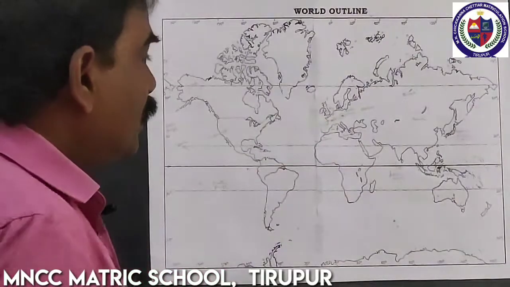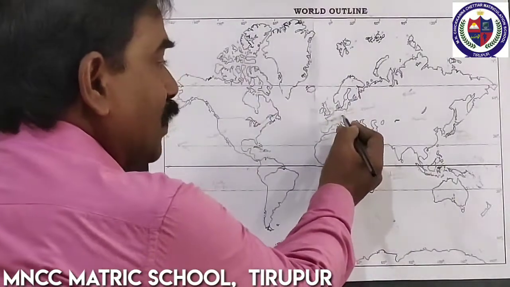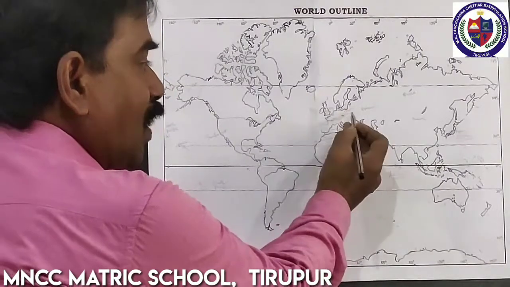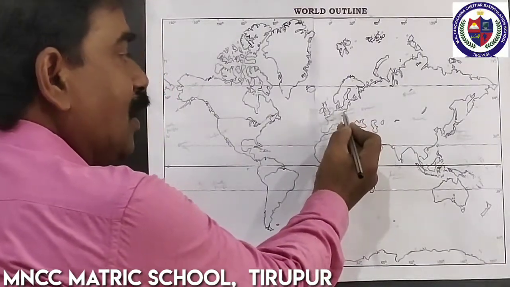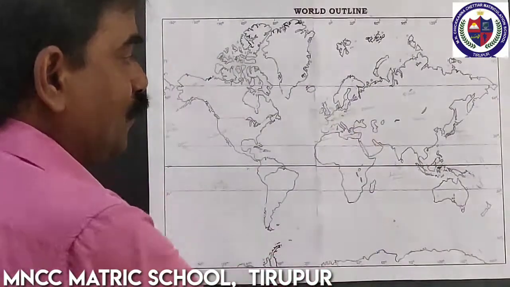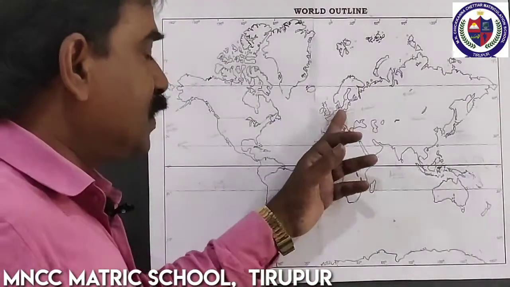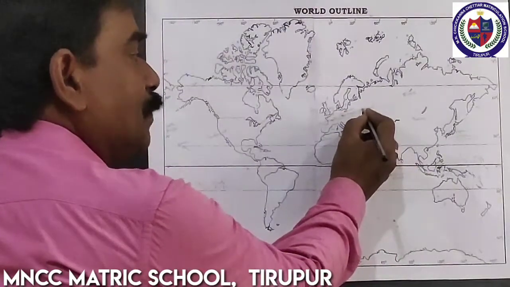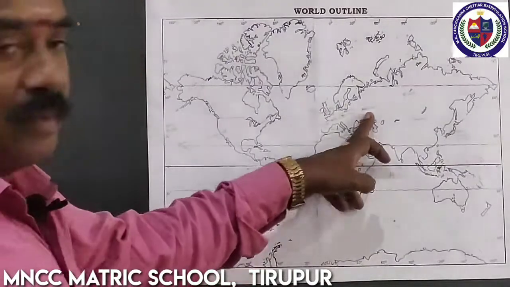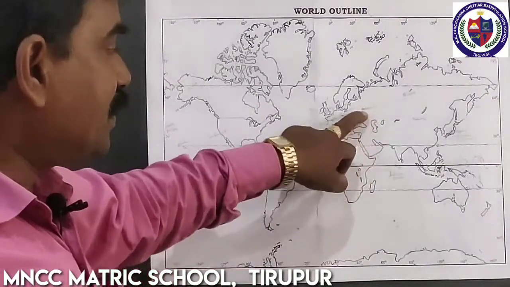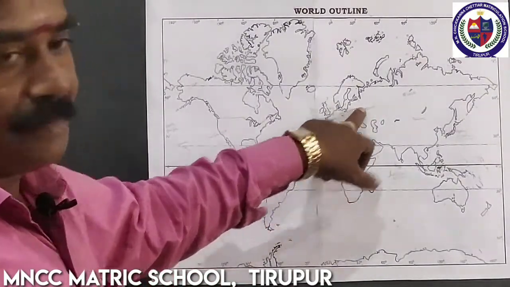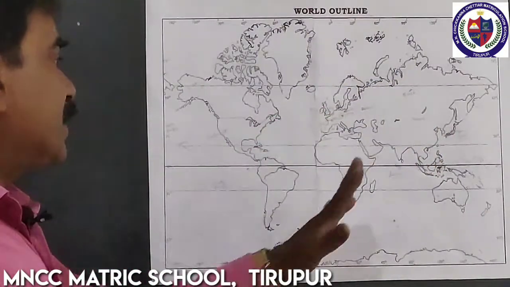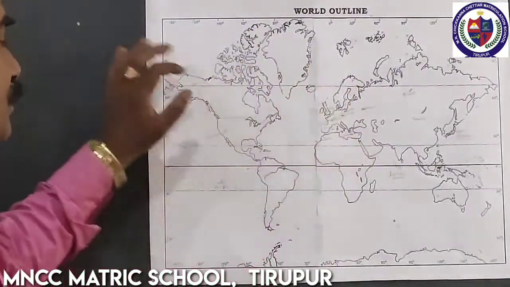Then if you come across Germany, little above is Austria-Hungary. If you mark here, Austria-Hungary. Then on the left of Austria-Hungary, if you mark here, this is Moscow. Moscow. If you mark here, Moscow. Moscow is the capital of USSR. Right. Next, we will come here.